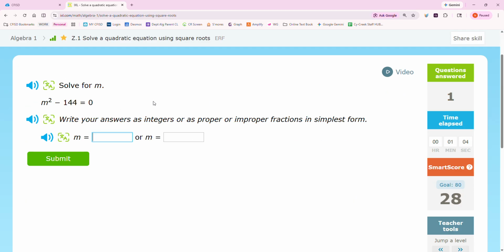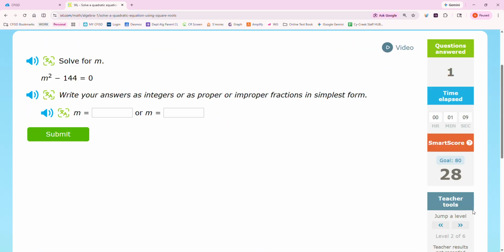So this problem here, in order to solve by using the square root method, I need to have the constants on one side and the variable on the other. So in other words, I need to rewrite this equation as m squared equals, since that's a negative 144, it becomes positive 144. I'm then going to take the square root of both sides. That's going to give me m is equal to plus or minus 12.